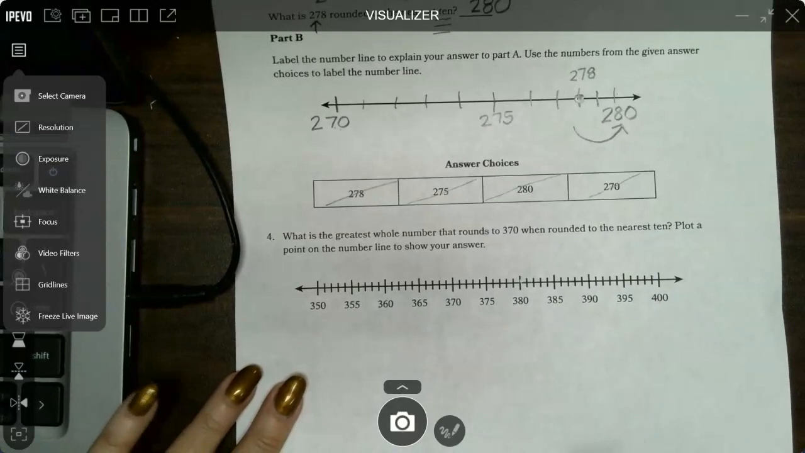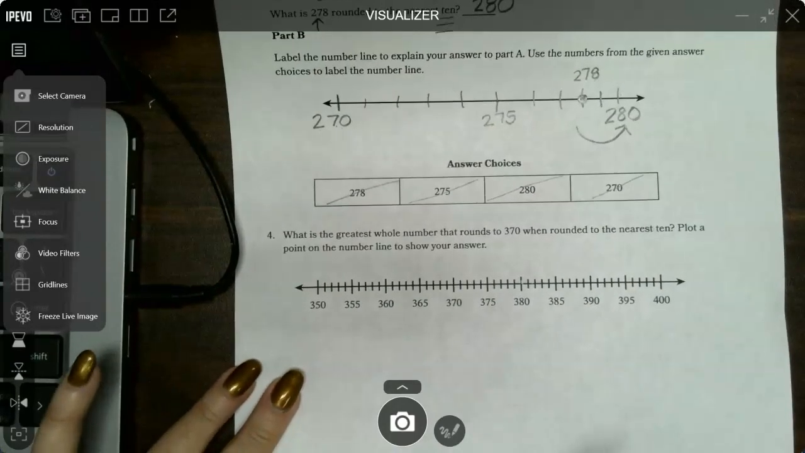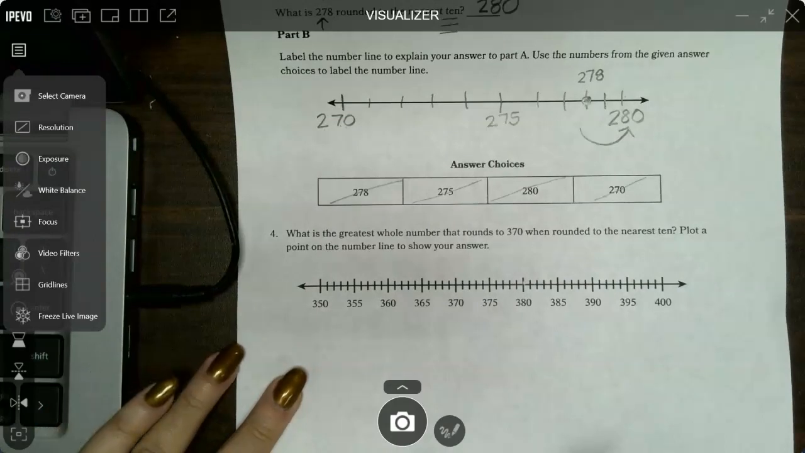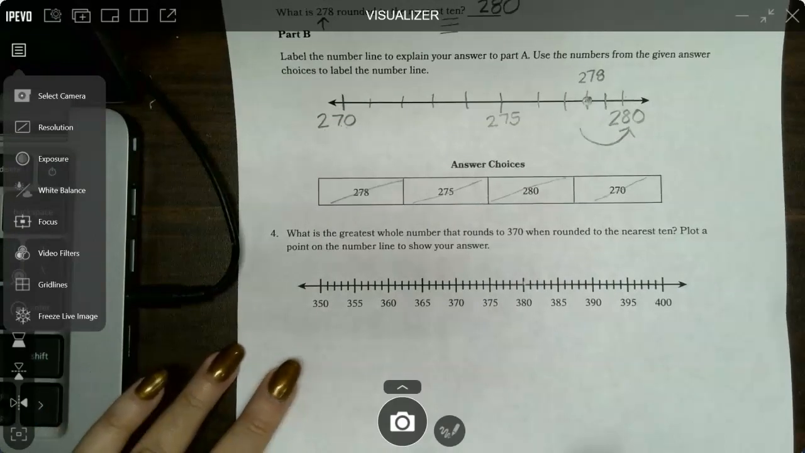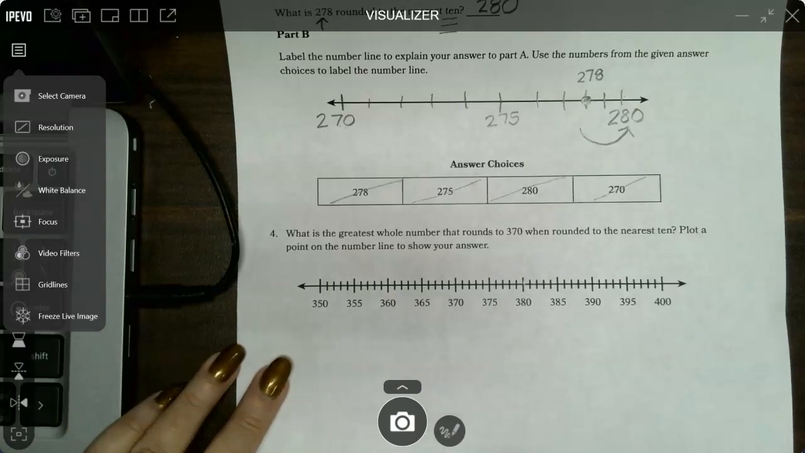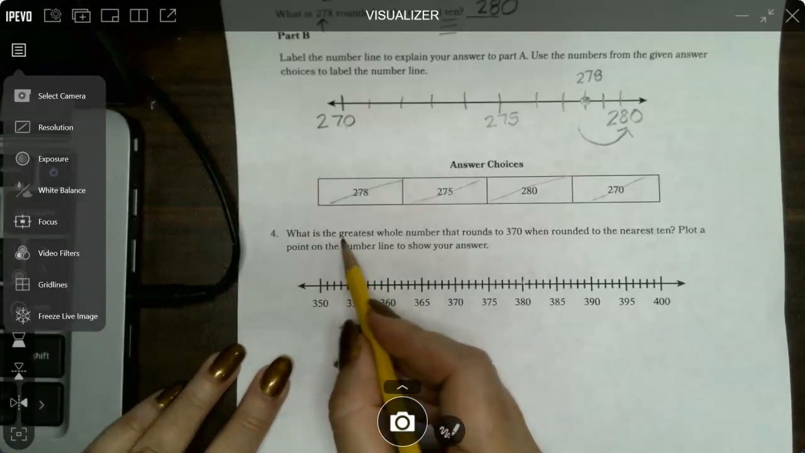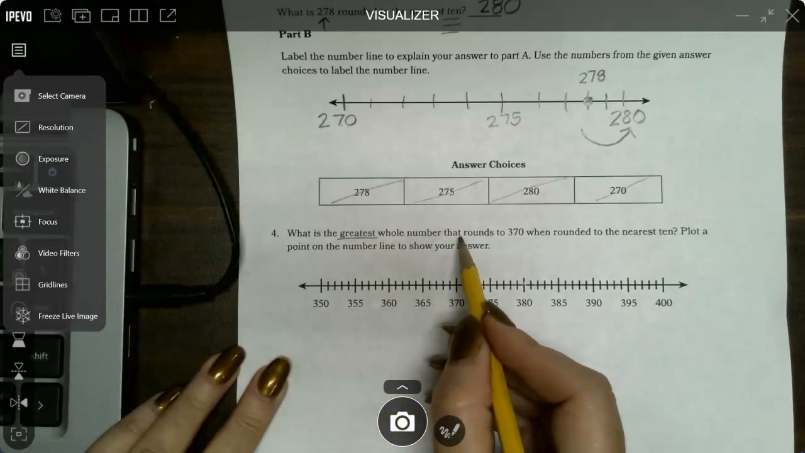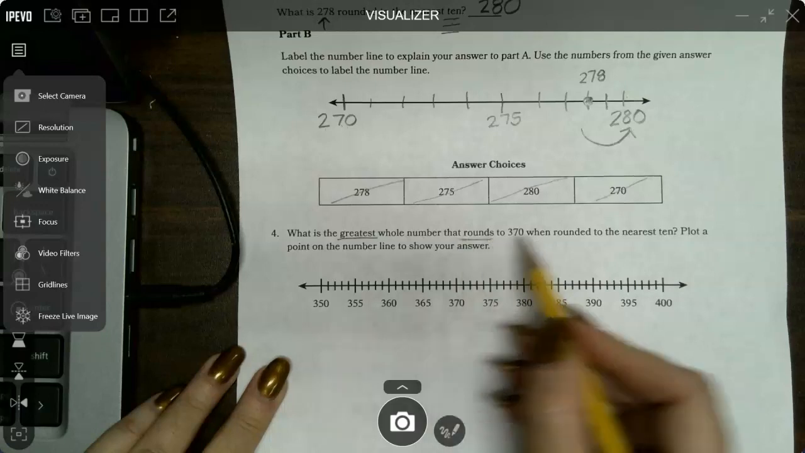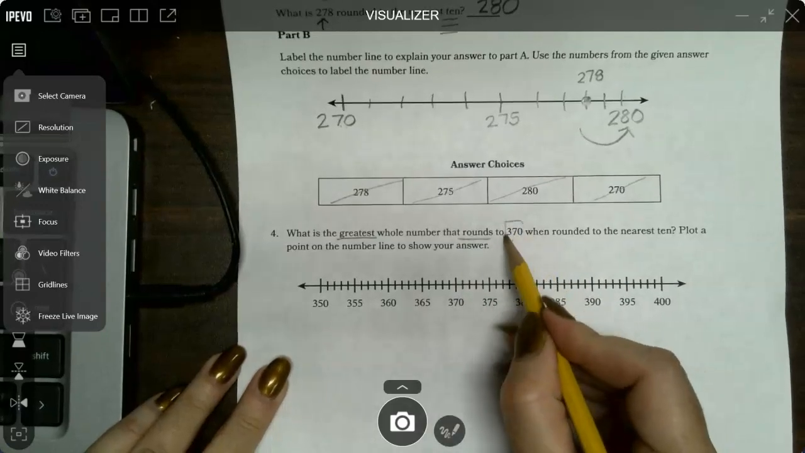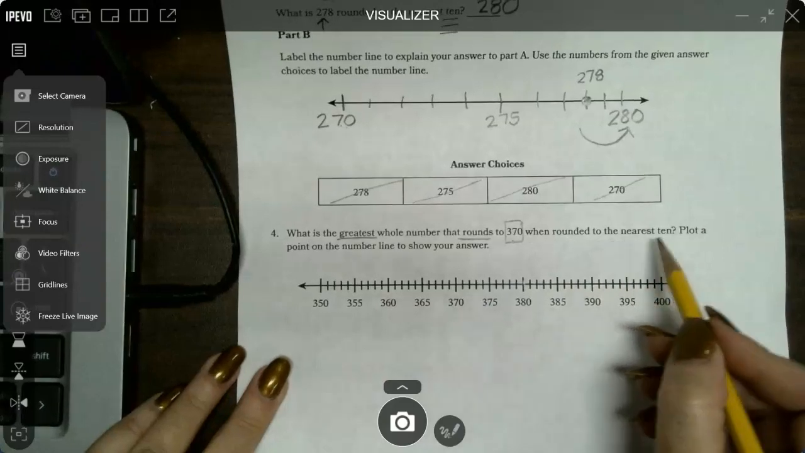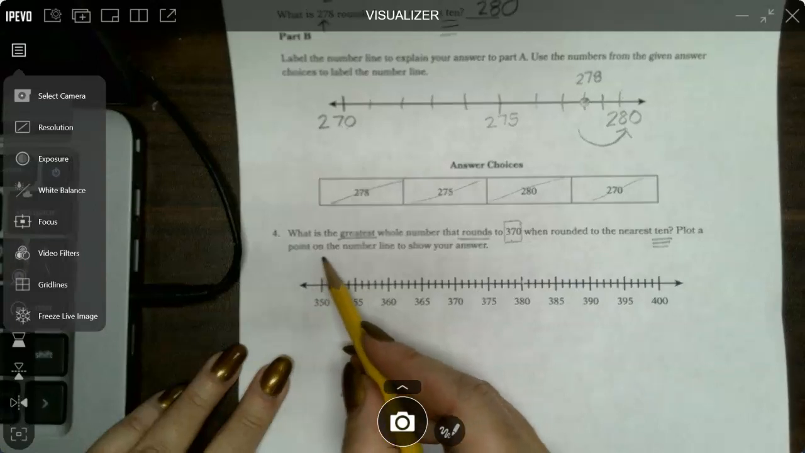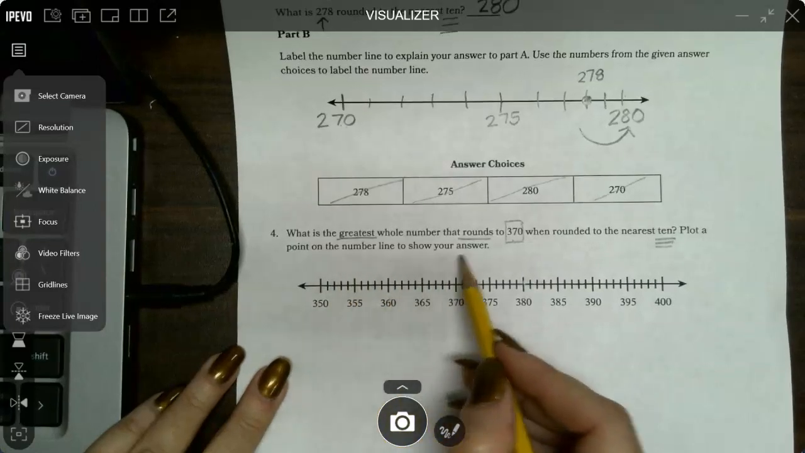The final question type that they will see on their quiz tomorrow is a little bit wordy, and we went over this question type today, so hopefully they can show you what we learned today as well. It says, what is the greatest whole number that rounds to 370 when rounded to the nearest 10? Plot a point on the number line to show your answer.